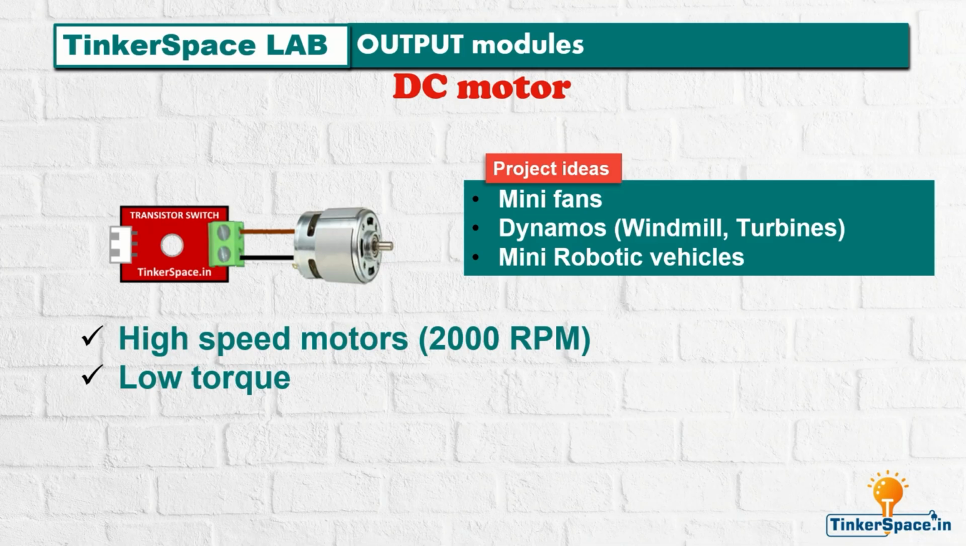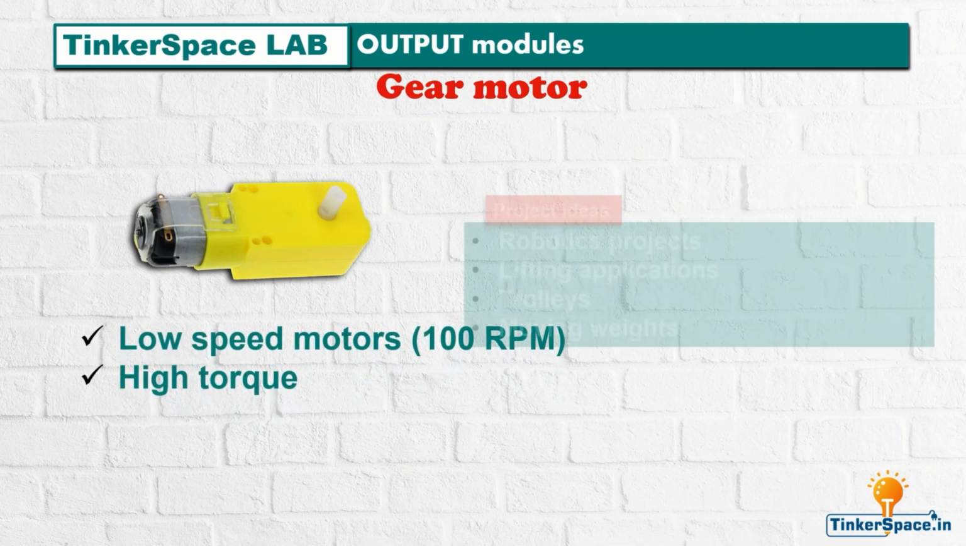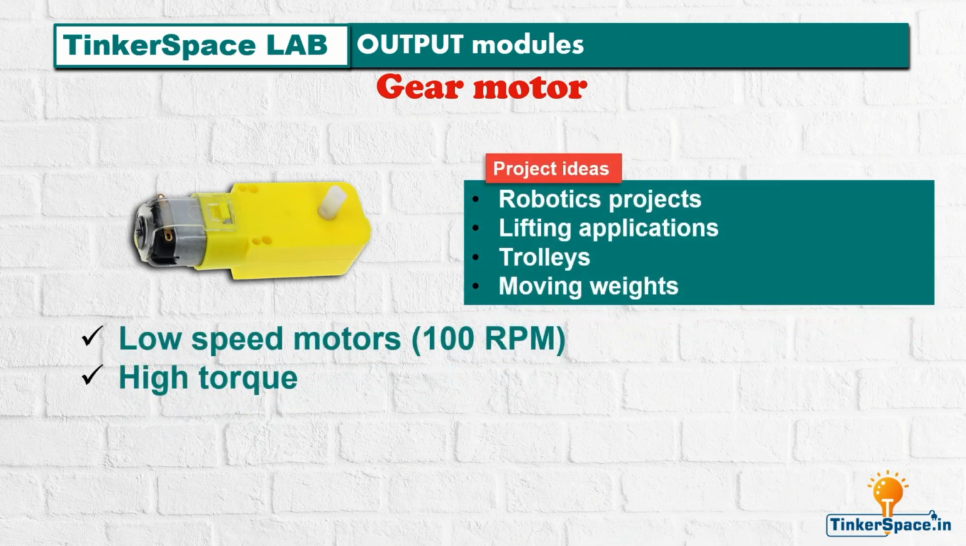It can be used in various projects which include mini fans, dynamos or mini robotic vehicles. Then we have the gear motor, which is a low speed motor, only 100 RPM, but provides high torque. This is the motor used in robotic projects, lifting applications, trolleys, and for moving weights.